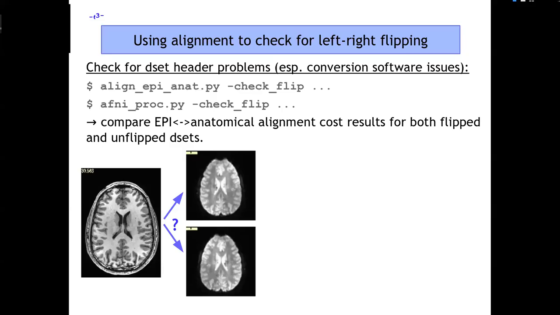Another thing that we use alignment for, and visualization of alignment, and why it's also important, is to check for what we call left-right flipping. If this is an anatomical data set and this is the same person's EPIs here, which one of these do you think actually has the correct left with the left and the right with the right? Is it this one or this one? I will let you decide.